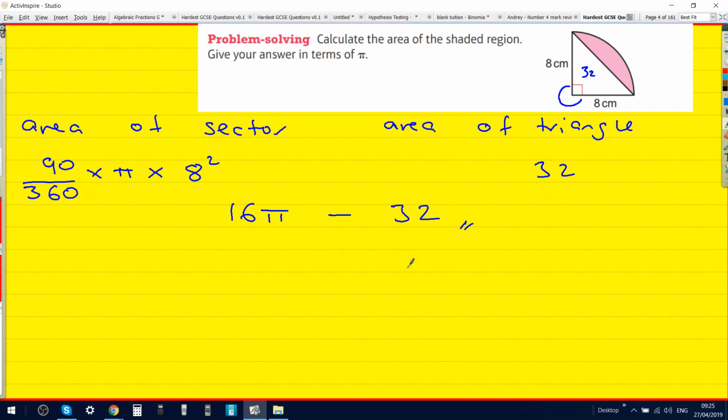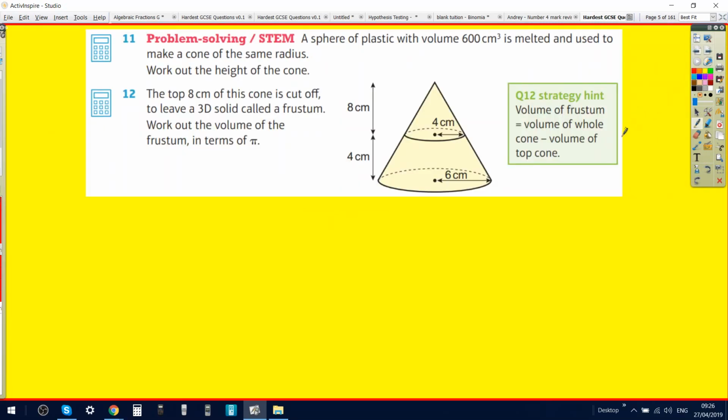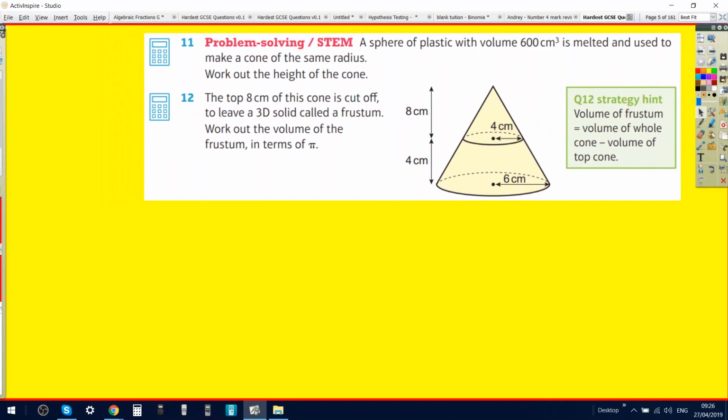Okay. Any questions about that? No. So I think just noticing that the fraction is 90 out of 360 of a circle. Okay, how about this? Oh, wait, sorry, am I doing number 11 or number 12? Okay, let's try 11 first.